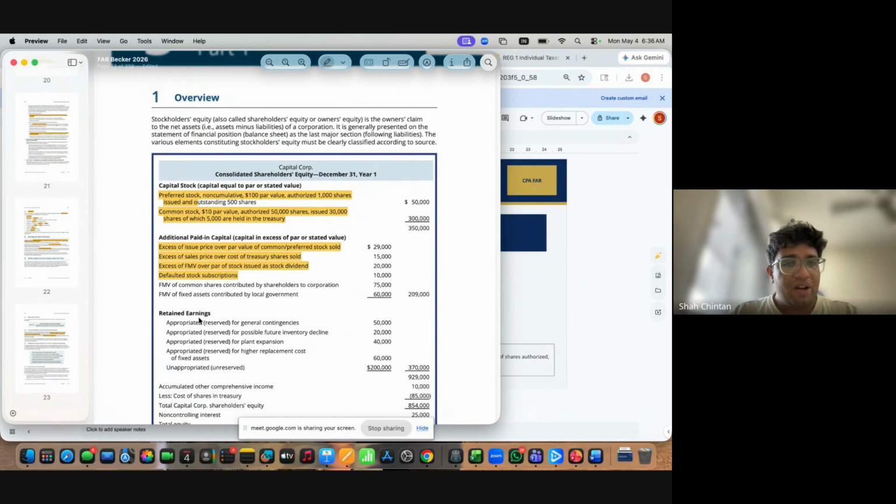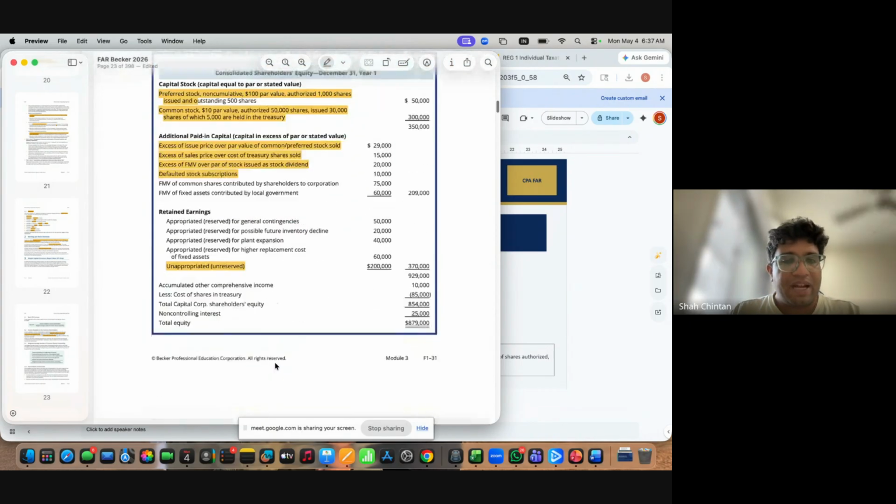Then you have retained earnings. So retained earnings for the general contingency, retained earnings for future events, expansion, XYZ reason. And then if something is not appropriated or reclassified, it is called general retained earnings or unreserved retained earnings. Again, a separate presentation within the same category.